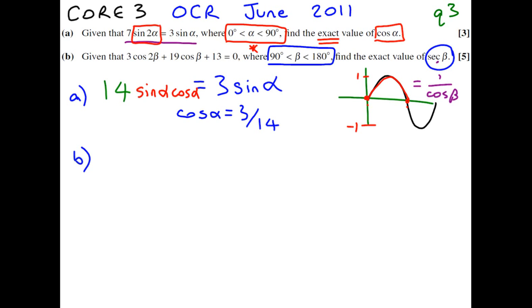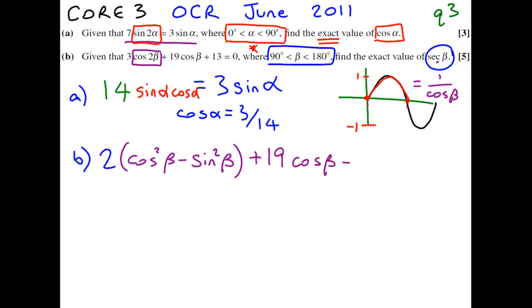What we want to do now is use our double angle formula again, this time for cos 2 beta. So we're going to change cos 2 beta to cos squared beta minus sine squared beta. Again, you can get this from the formulas in your formula book under the trigonometry section. Plus 19 cos beta plus 13 equals 0.